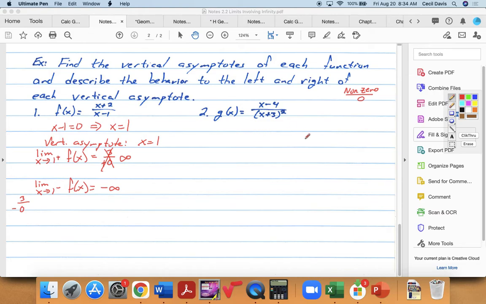All right. So for this one, we want to make the denominator equal to 0, but the numerator not. So x plus 3 quantity squared equals 0. Now taking the square root, that means then that x plus 3's got to be 0, which means x is negative 3. Does that make the numerator 0? No. It makes the numerator 57. So our vertical asymptote is x equals negative 3.